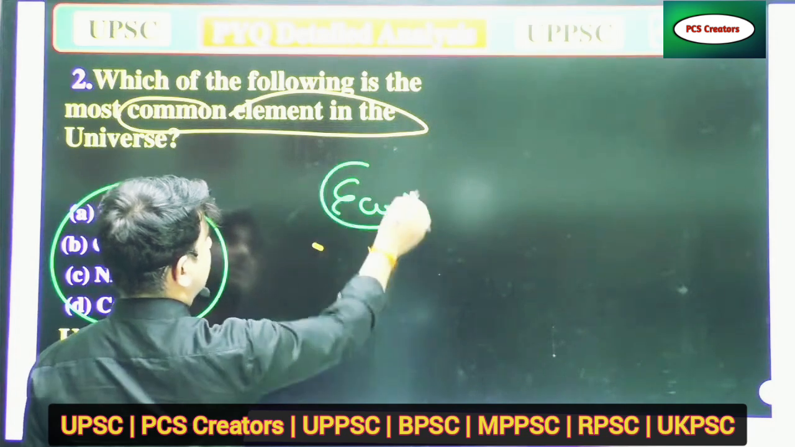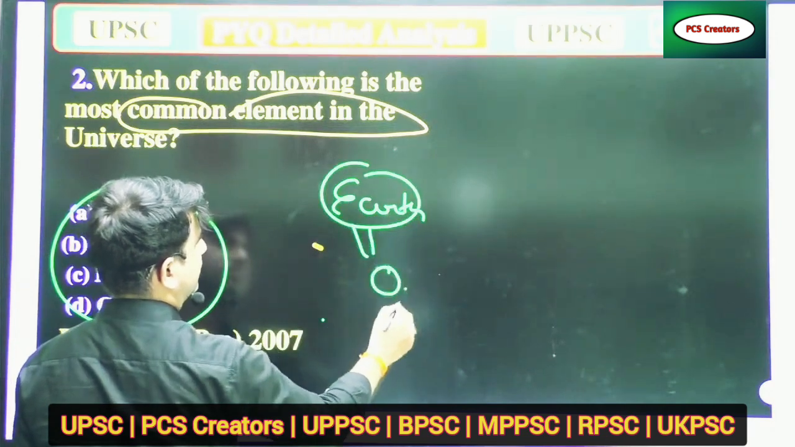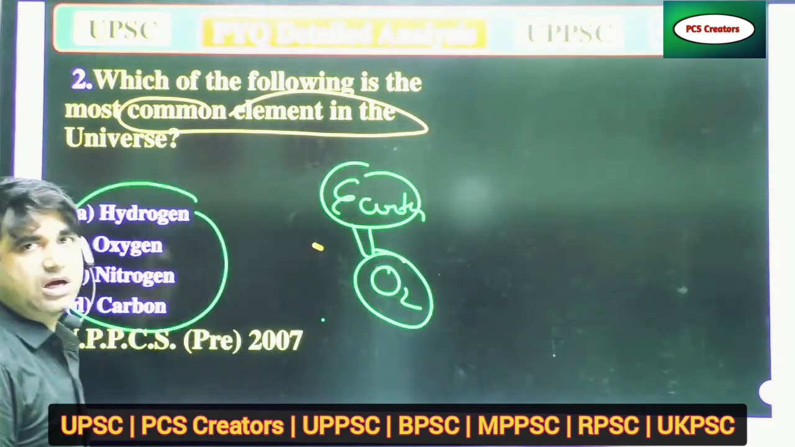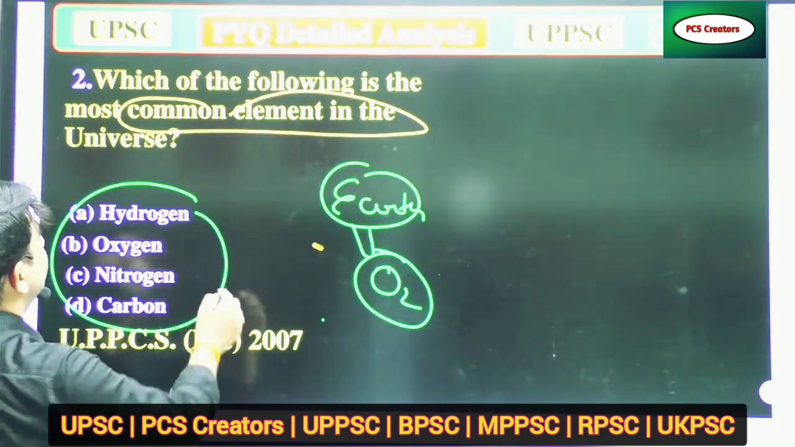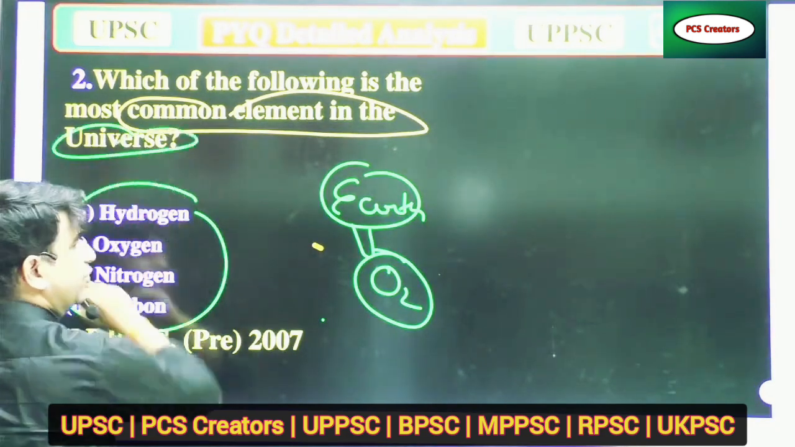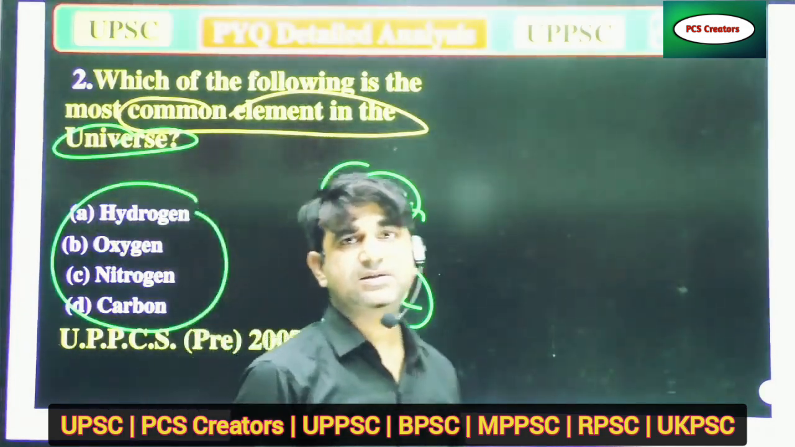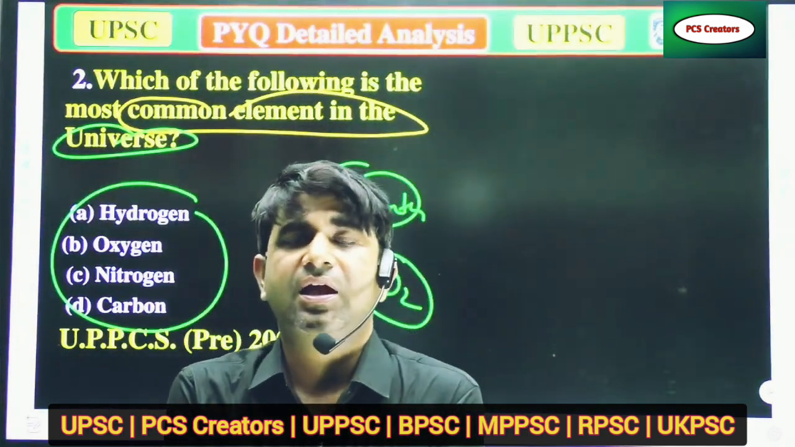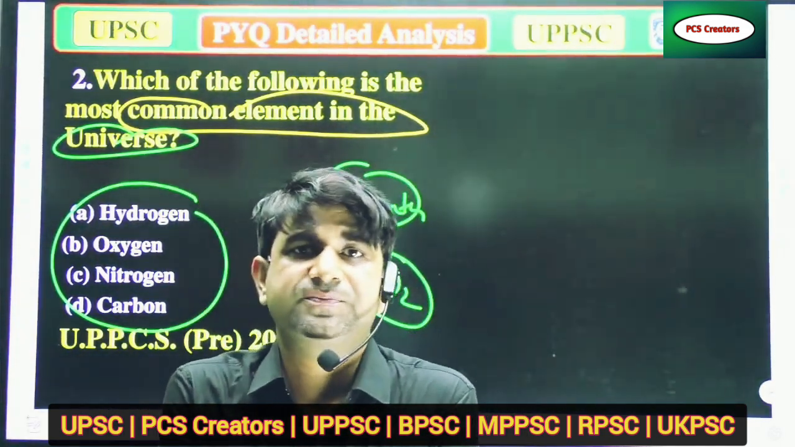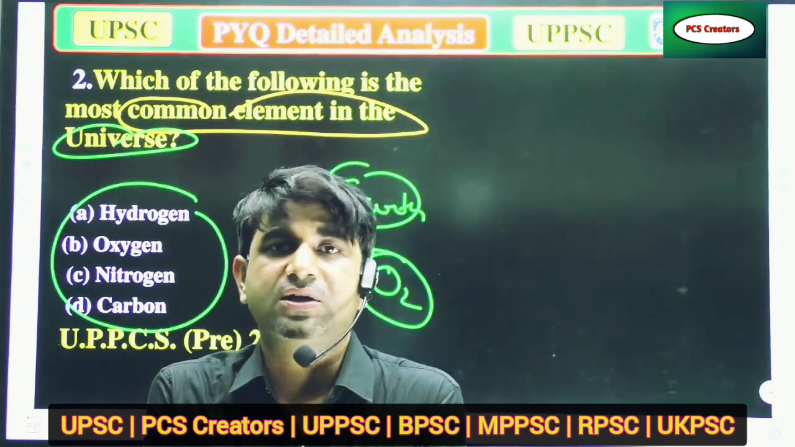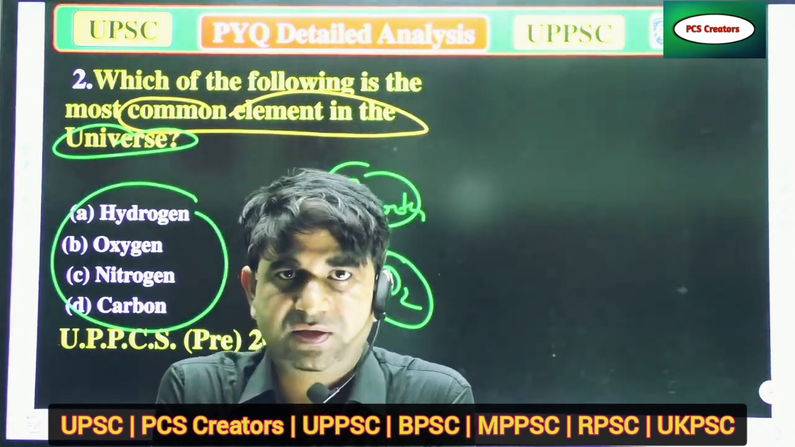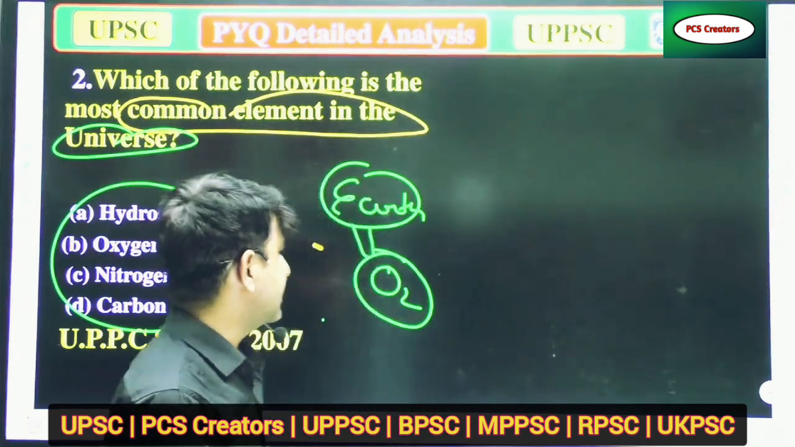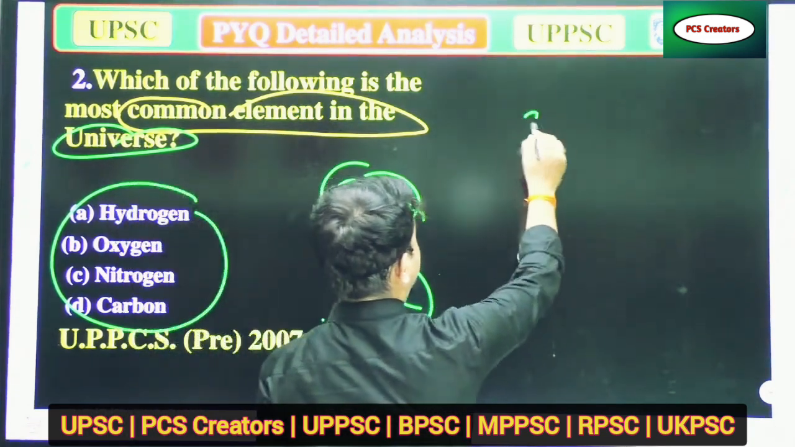So our answer could be oxygen. But that question was related to the universe. And in the universe, various stars like the sun and various other planets are there. So we don't know about the other planets, but we have some ideas about the stars, because generally the stars have energy.